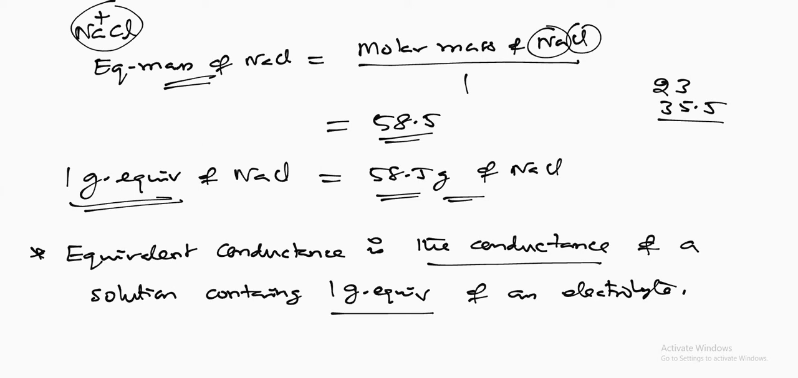For acids, bases, oxidizing agents, and reducing agents, we have different methods of calculating equivalent mass. I am not going into the details of that. Keep this in mind. Take down the expression. I'll give you the mathematical expression for equivalent conductance. Students, observe carefully.